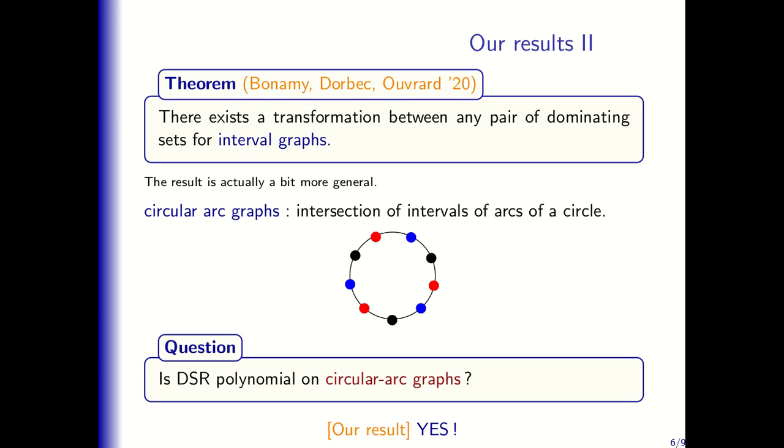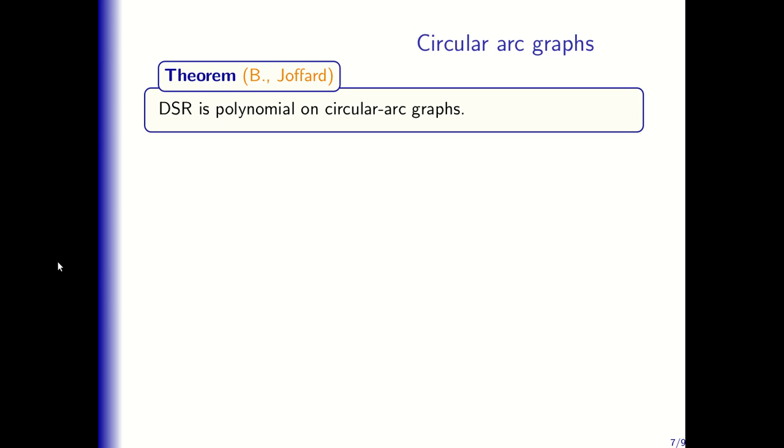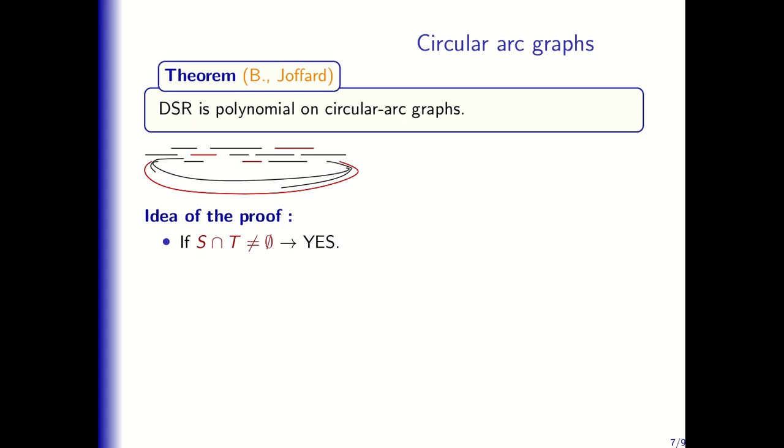So now let me sketch a bit the proof of both results in a couple of minutes. First, dominating set reconfiguration is polynomial on circular-arc graphs. So what is the idea of the proof? The idea of the proof is to use as a black box the result of Bonamy, Dorbec and Ouvrard, which guarantees that on interval graphs the answer is always yes.